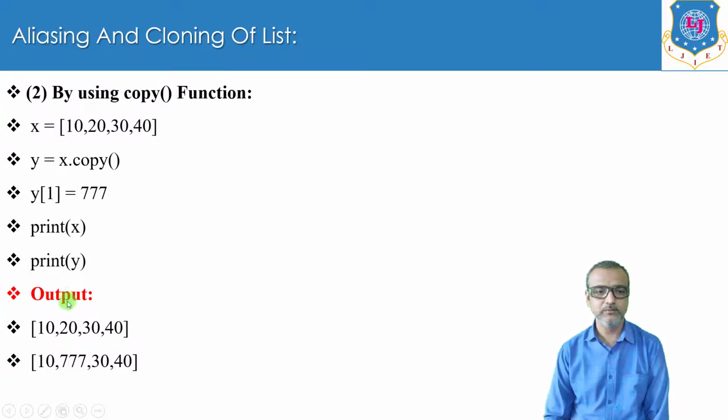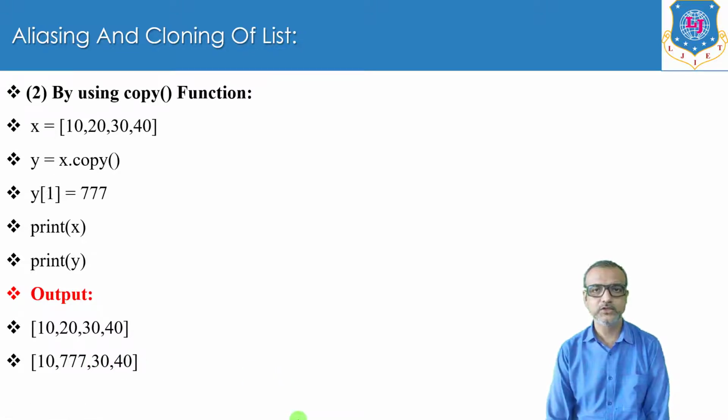So what will be the output in this case? For the print x statement we will have all the elements of list x, that is 10, 20, 30, 40. So we have the same output over here. And in case of print y, the second element of the list y, that is 20, will be updated with 777. So we have the output 10, 777, 30 and 40.